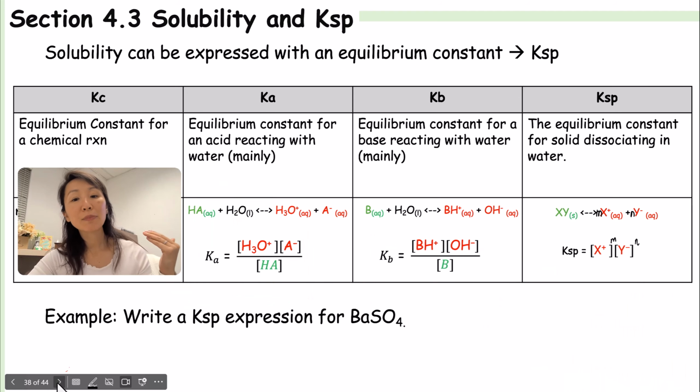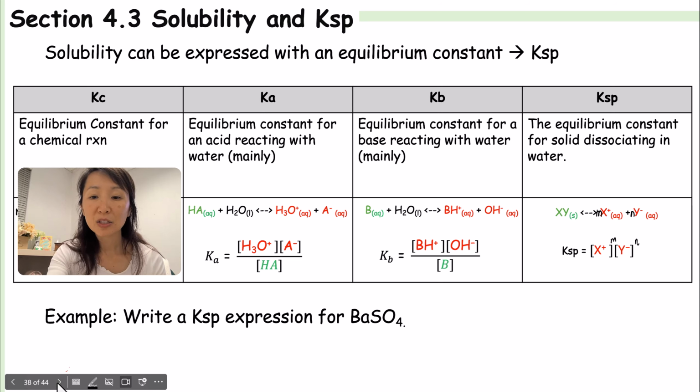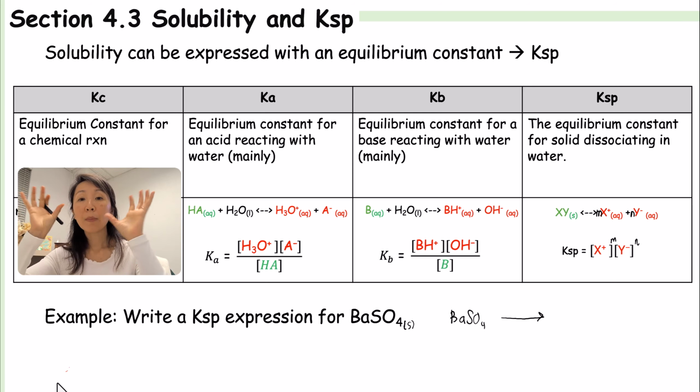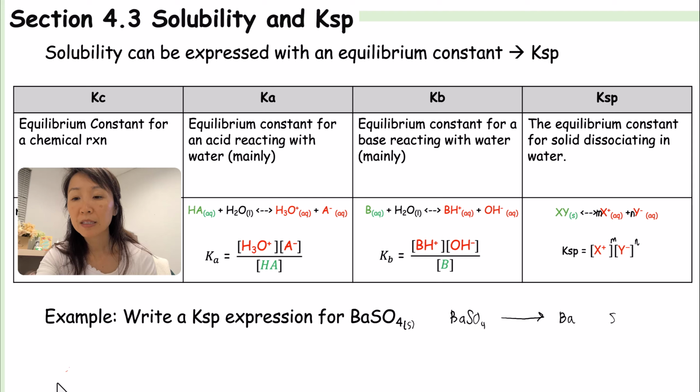Write a Ksp expression for barium sulfate. And this is a solid. So that means we take barium sulfate. What would happen if it were to dissolve in water? It would separate, and the polyatomic ion will separate from barium. So here's my barium. Here's my sulfate. What charge does sulfate carry? It carries a charge of -2. Barium carries a charge of +2.